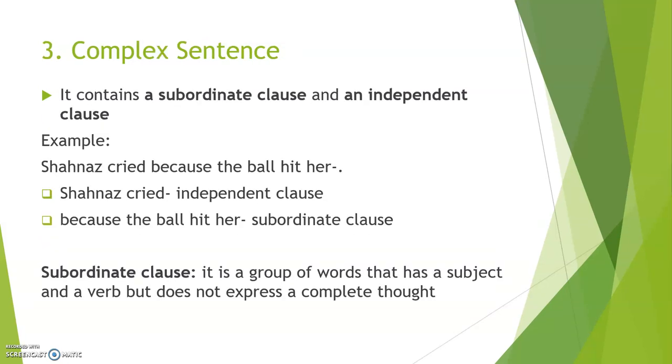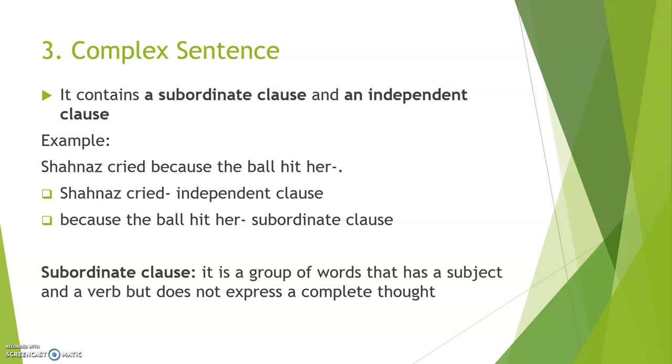Moving on, the next one is complex sentence. A complex sentence contains a subordinate clause and an independent clause. Let's see what a subordinate clause is. It is a group of words that has a subject and a verb but does not express a complete thought. Let's look at the example.